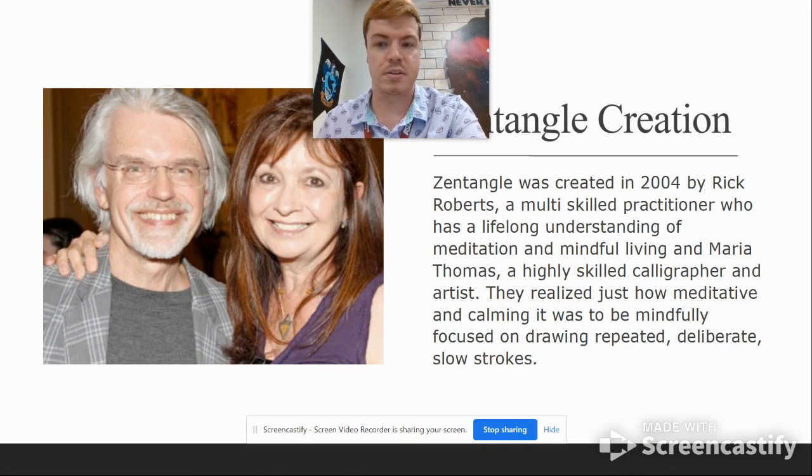Now, Zentangle was only created just about two decades ago. It's not actually a 100-year-old technique. It was created by Rick Roberts in 2004, who already had some skill sets in meditation and some early art creation. And so he created this philosophy that created this art form, Zentangle, that really focused on drawing repeated, deliberate, and slow strokes.